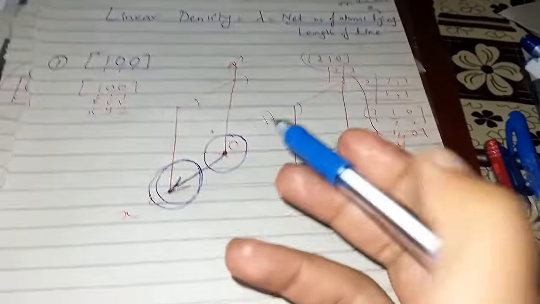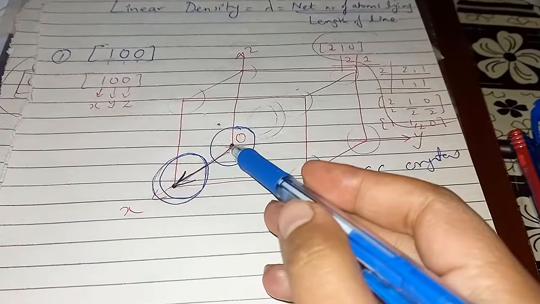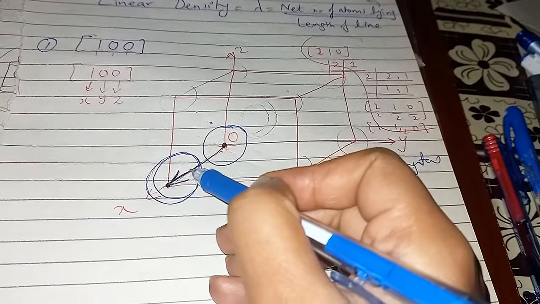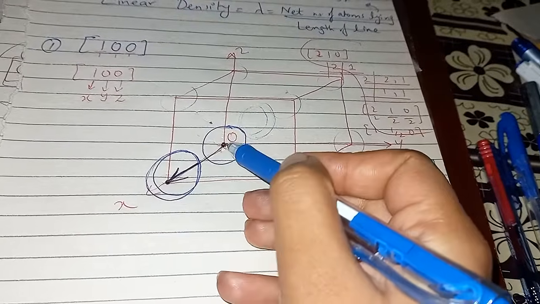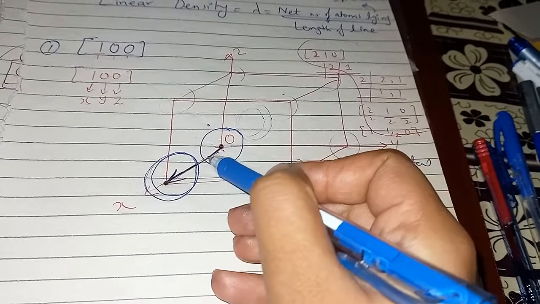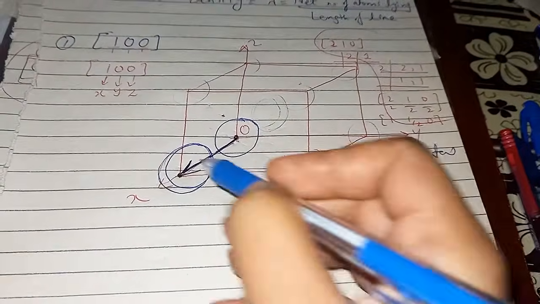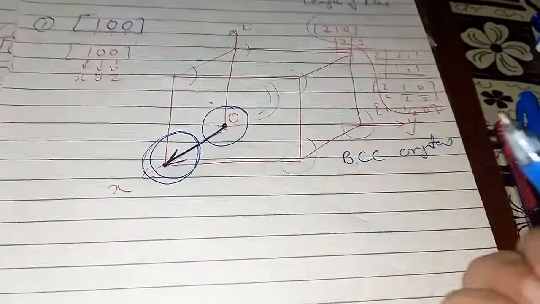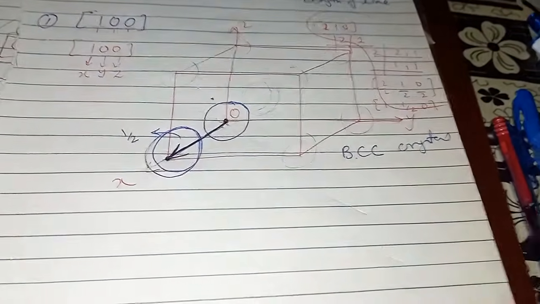So how are we going to find out the net number of atoms lying on the line? For this, we have to consider which fraction of the diameter is lying on the line. We can see here that only half the diameter of the atom is lying on the line, the other half is not being intersected by this line. We are considering it within one unit cell, and only half the diameter is within the line. So we'll consider its contribution to the atom count as 1 by 2.